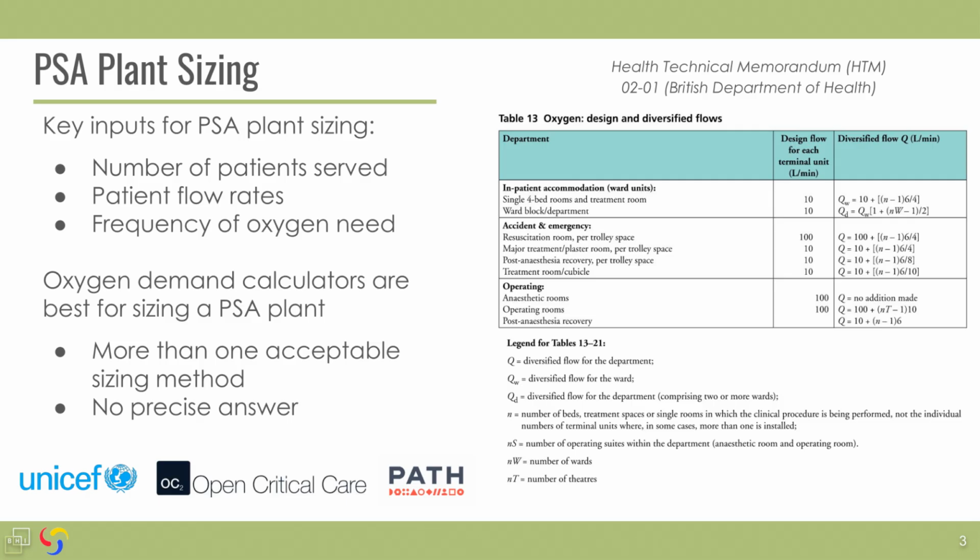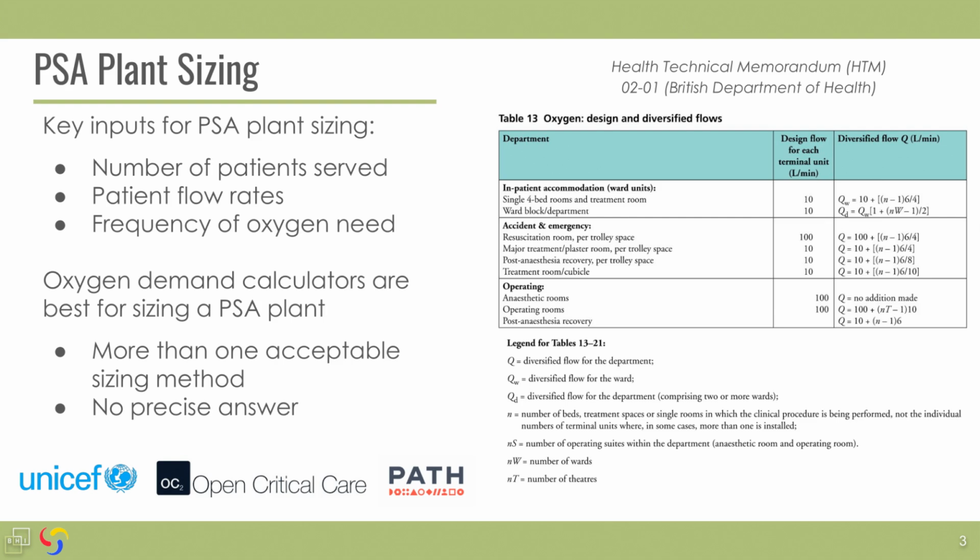The number of beds, types of patients, and likelihood of oxygen use can be taken into account to size an oxygen plant. The best way to do this is to use an oxygen demand calculator. There are many publicly available oxygen demand calculators, and all use their own formulas to consider the three inputs for oxygen demand estimation. Some health systems will have their own criteria.